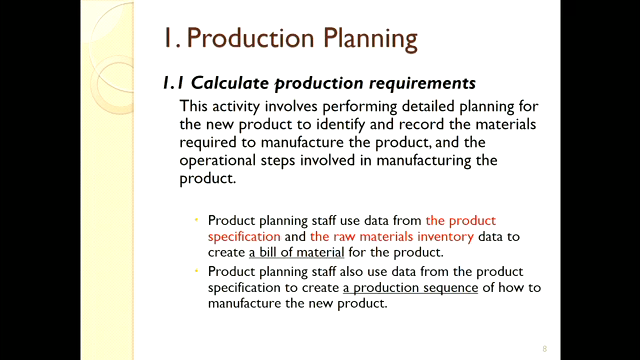For example, in the production planning process, accountants can use the data from the product specification and the raw material inventory data to create a bill of material. I will show you one example of the bill of material. With the bill of material, they can record each individual cost related to a particular item, material, or resource included in it, so that they can estimate the overall cost of making a particular product.